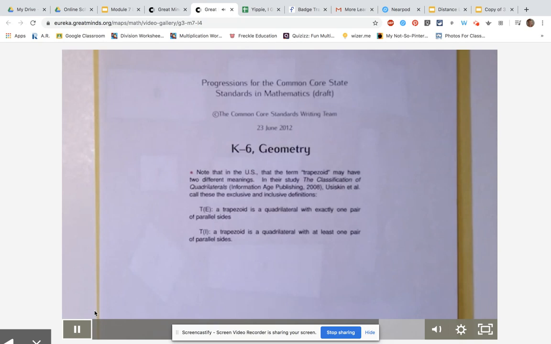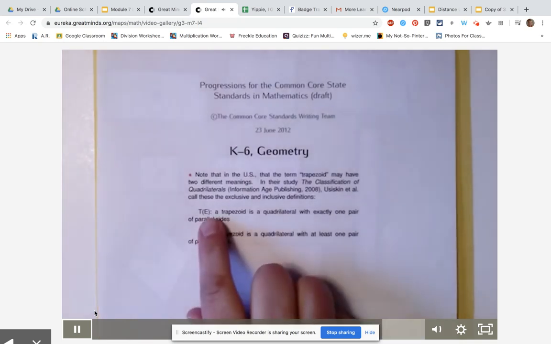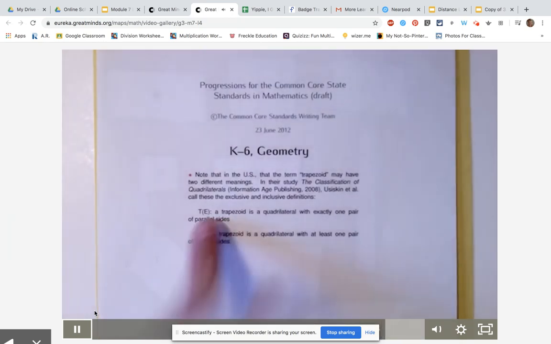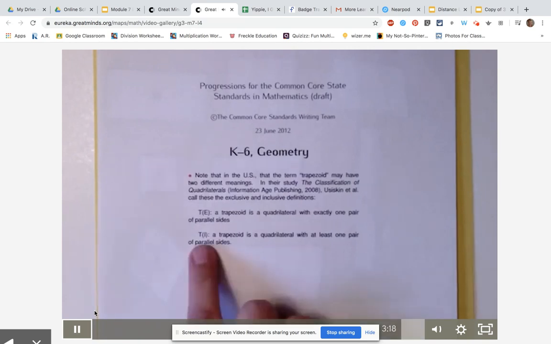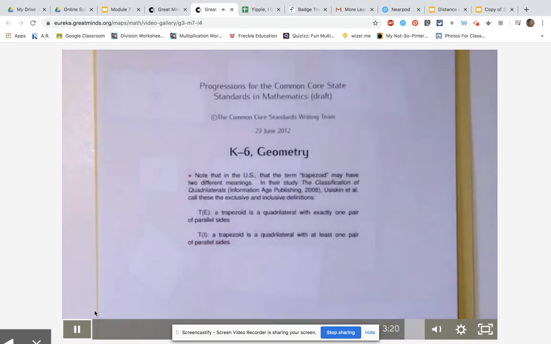The first is called the exclusive definition or meaning for a trapezoid, and it states that a trapezoid is a quadrilateral with exactly one pair of parallel sides. The second meaning is the inclusive definition, and it states that a trapezoid is a quadrilateral with at least one pair of parallel sides, and it is the inclusive definition that we use in A Story of Units.